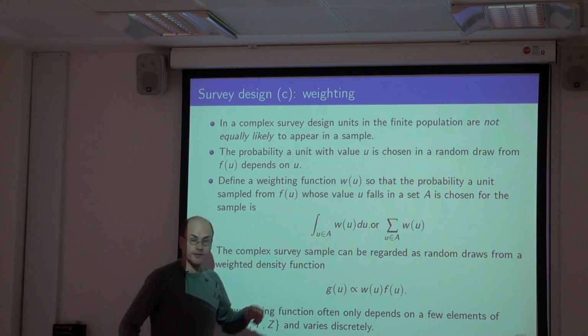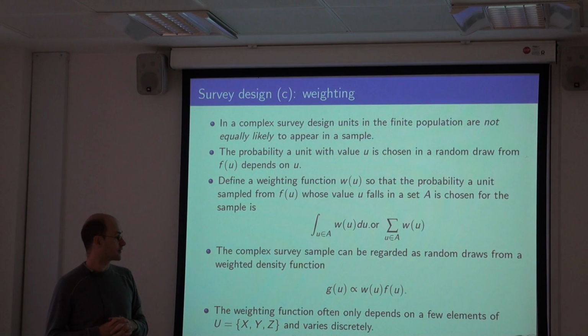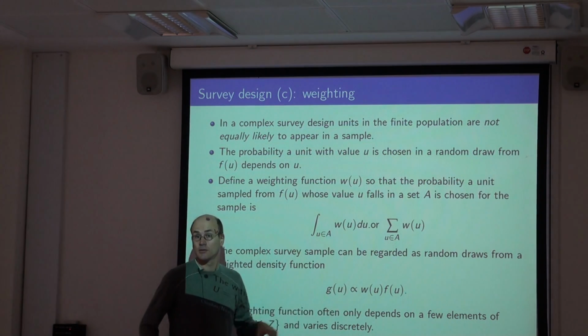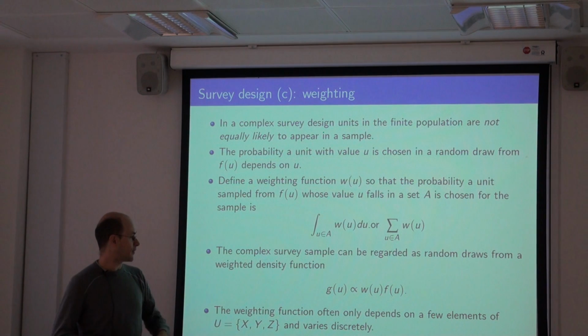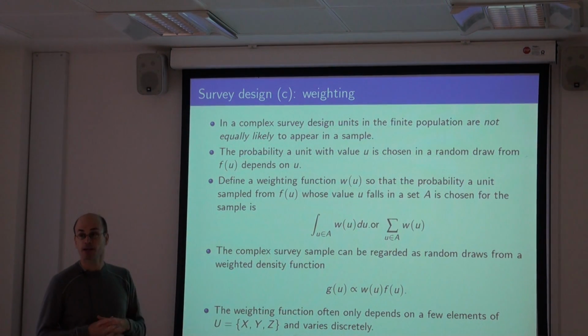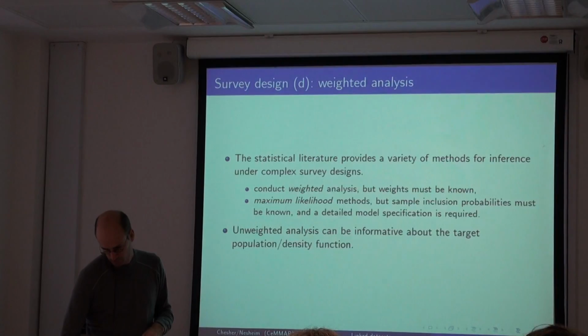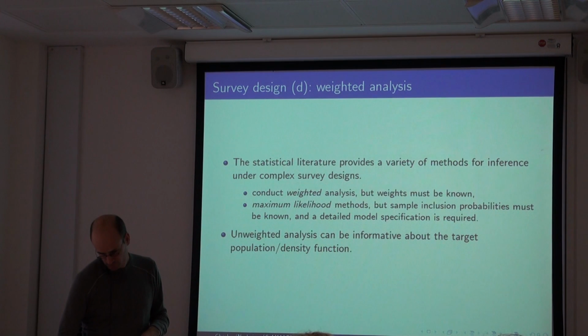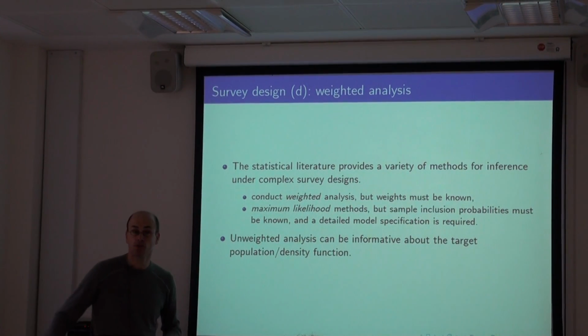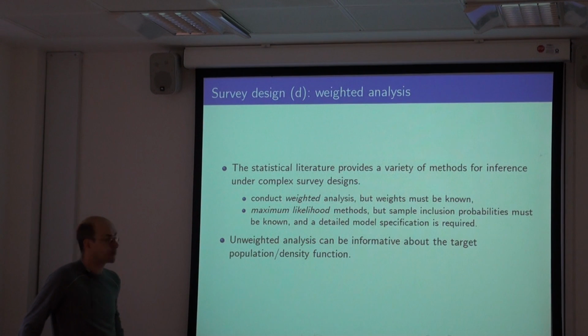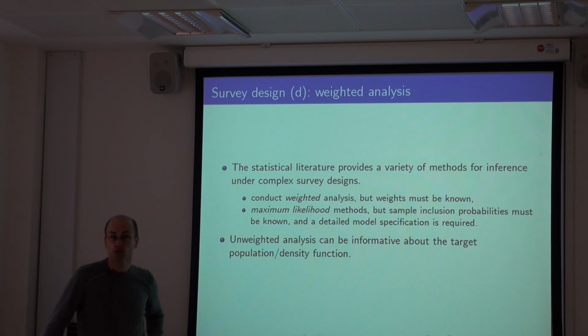If you observe data on g, the density of the observed data, and you know what w is, then reweighting simply involves dividing g by w, and that'll give you an estimate of f. If you do that, you can use all the standard statistical techniques: linear regression, maximum likelihood methods, method of moments. As long as you know the sample inclusion probabilities, the weights, the w's, are the sample inclusion probabilities. This is a straightforward exercise.